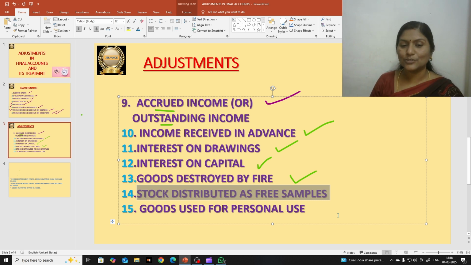Hope this is clear, students. Okay, in case of any doubts in adjustments, you can mention in the comment section so that I will reply. Okay, so intermediate exams are going to approach soon, and hope everyone will understand this adjustment and are going to record in the final accounts in the final examination correctly.